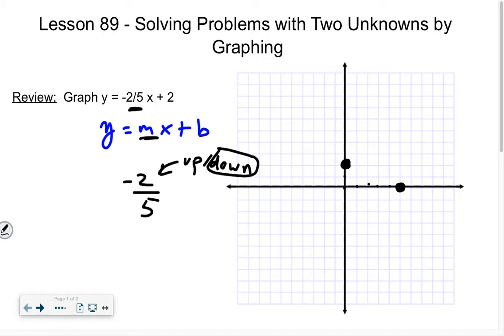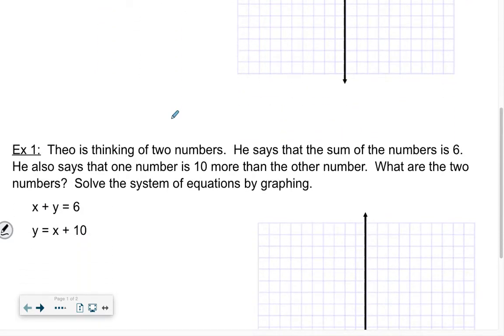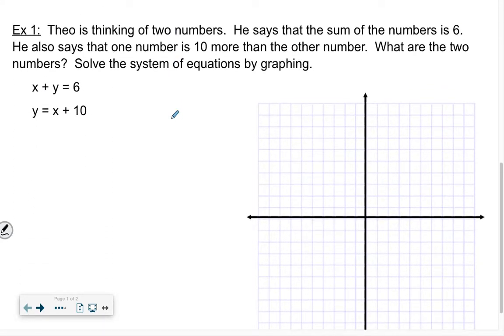Again, if we wanted to, we continue the pattern: down 2, right 5. 1, 2, 3, 4, and 5. There is our next point. And we could continue the pattern in the other direction by finding that point there. And there's our line. So what you're going to be doing in today's lesson is graphing these two lines using any method that you want to, and then you're simply going to look for the intersection.